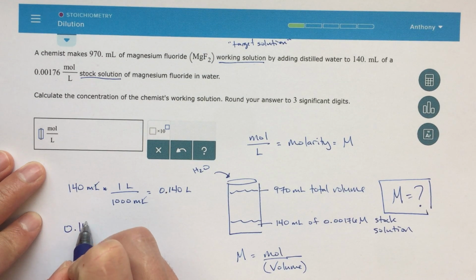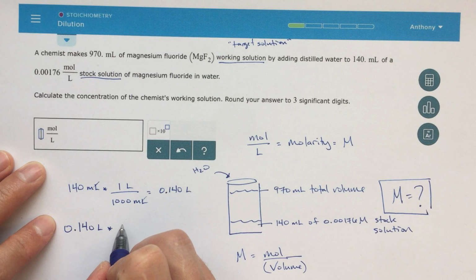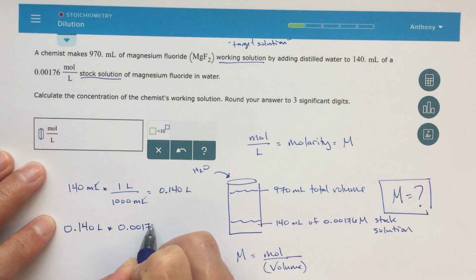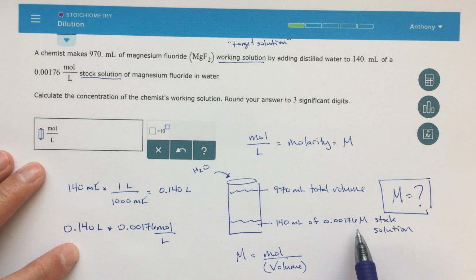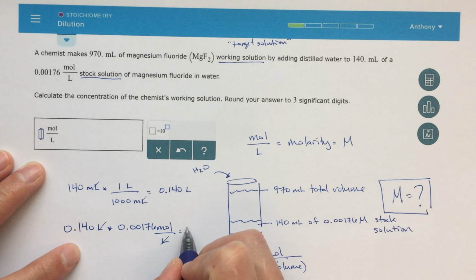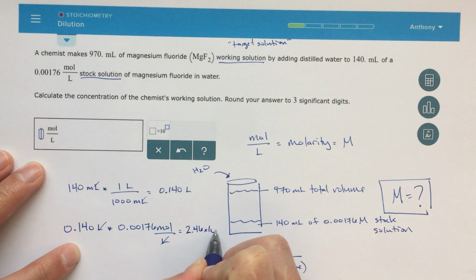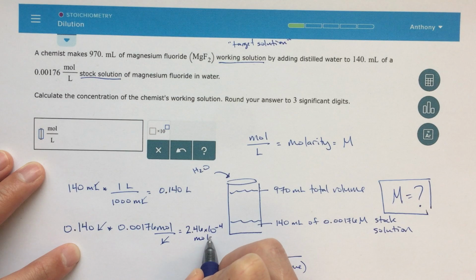Next, I'm going to take 0.140 liters, and I'm going to multiply that by my molarity of my stock solution. So it's 0.00176 moles in every 1 liter, right? That is my concentration of my stock solution. Again, my units of liters will cancel. I'm doing dimensional analysis here. And this is going to tell me the number of moles that I put into my solution. So that ends up being 2.46 times 10 to the minus, make sure I count my zeros right here, times 10 to the minus 4th moles of MgF2.